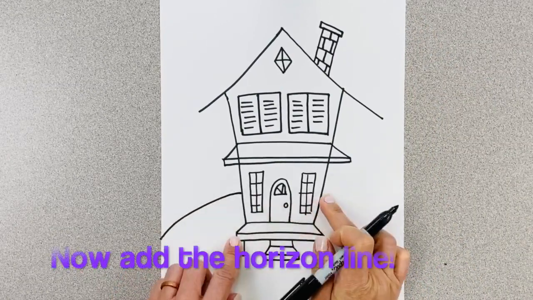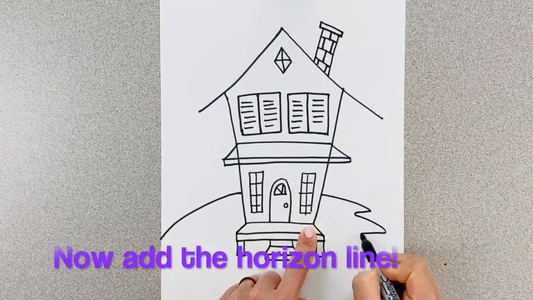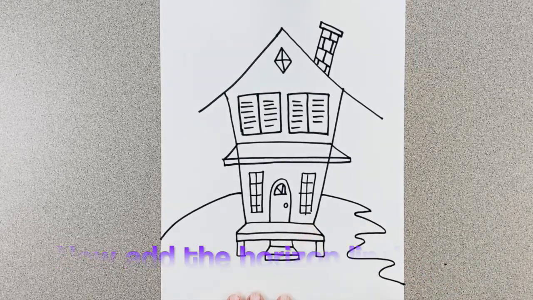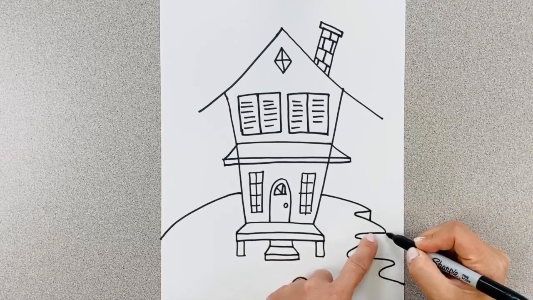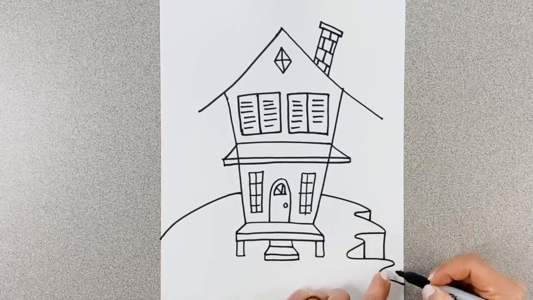Now we're going to draw the horizon line. You can draw a curved or a straight line and then zigzag it on one side to draw a cliff. And to finish it, you're going to draw a vertical line from the very end of your zigzag lines.